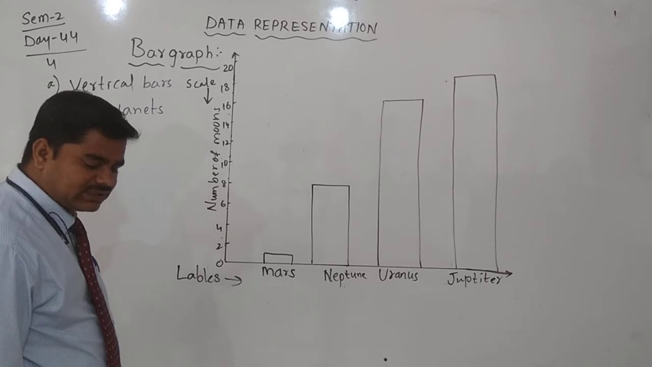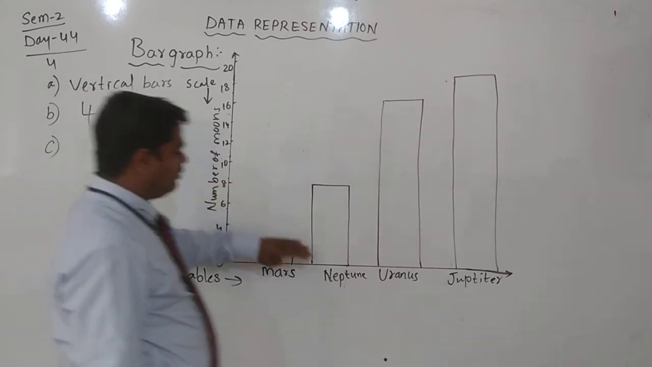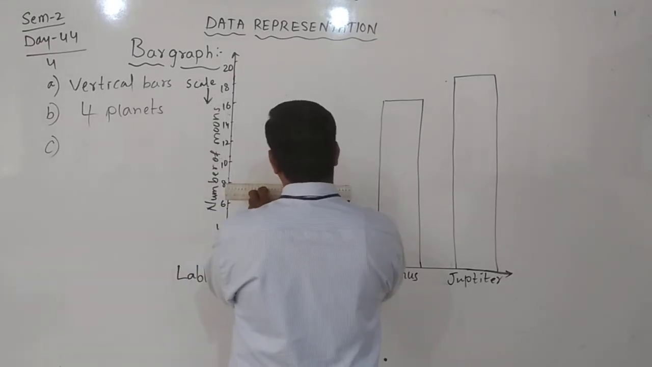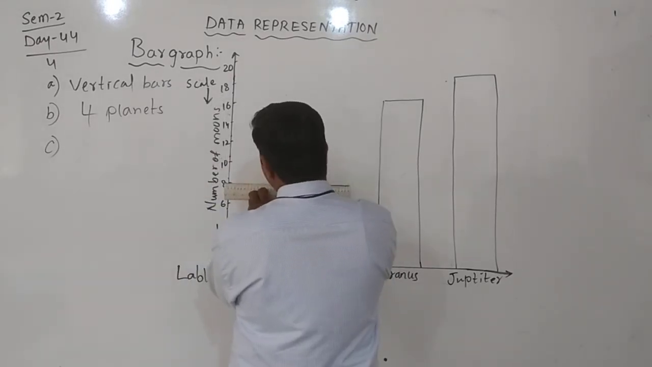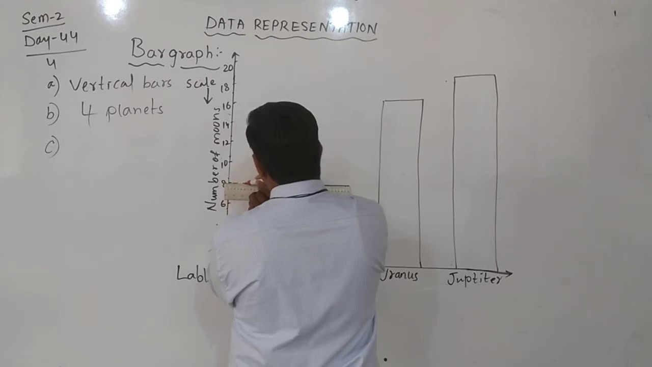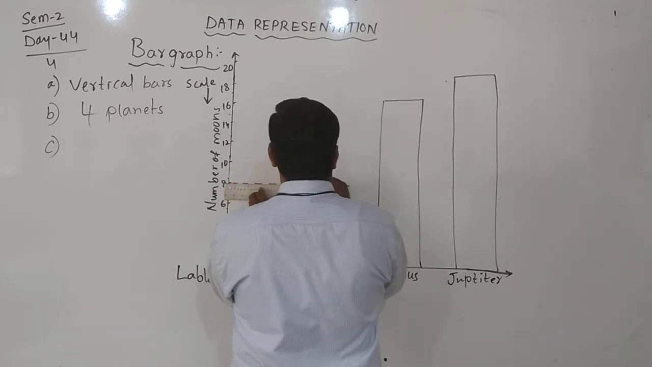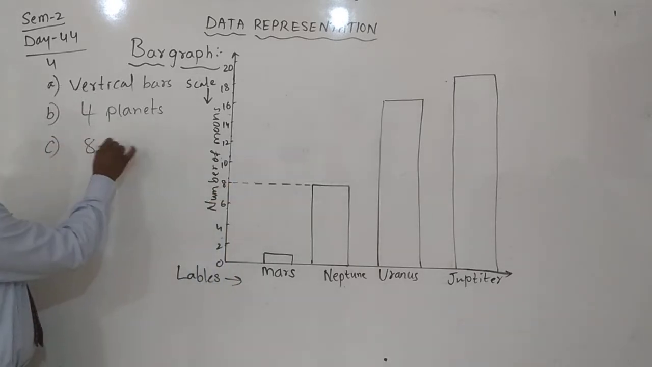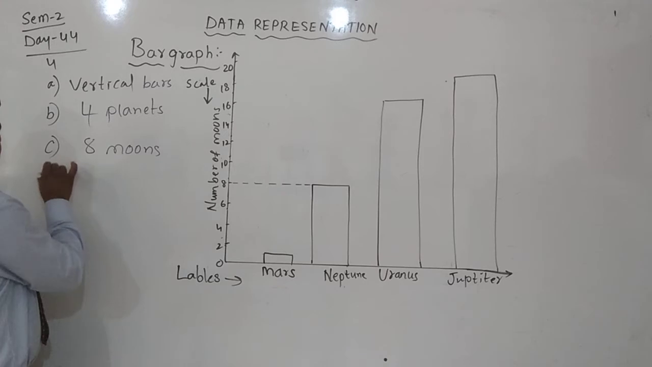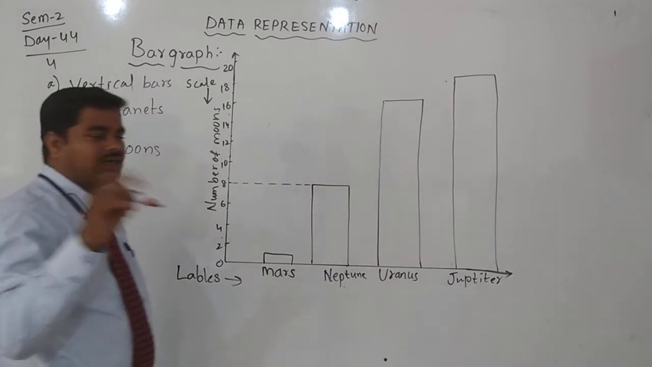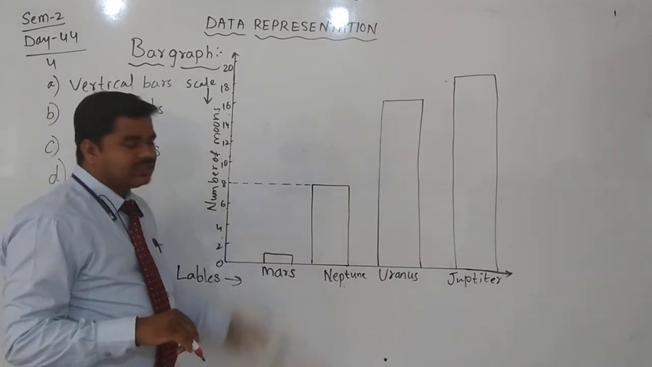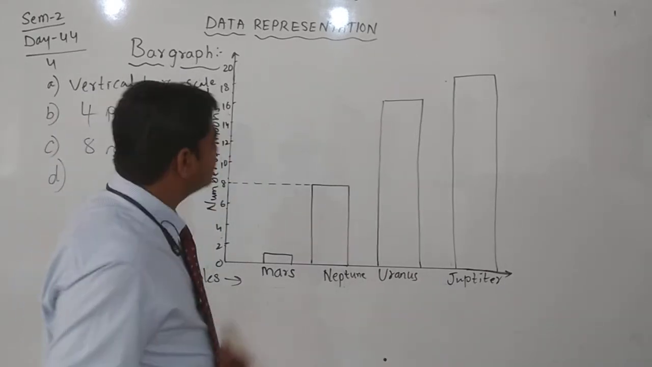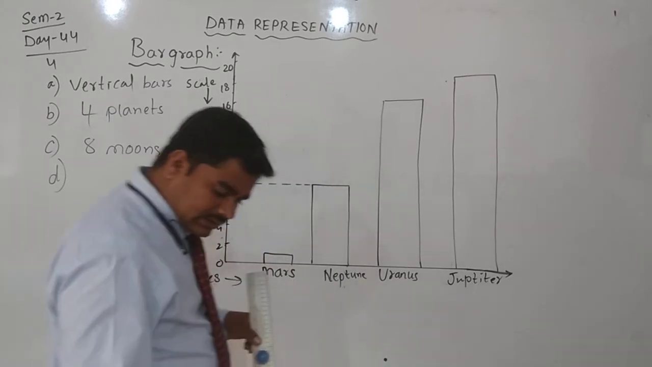How many moons does Neptune have? We can draw here. This is the line. Neptune has how many moons? Neptune has 8 moons, right? 8 moons. Our Earth has only one natural moon. Here, Neptune has 8 moons. Next, Uranus has 16.